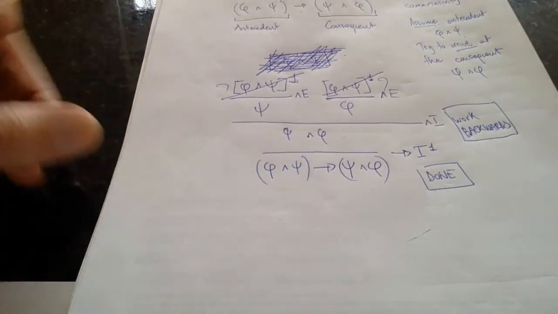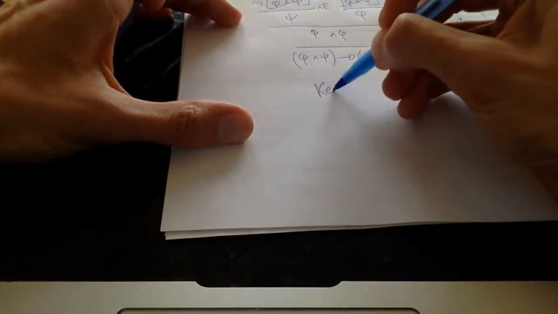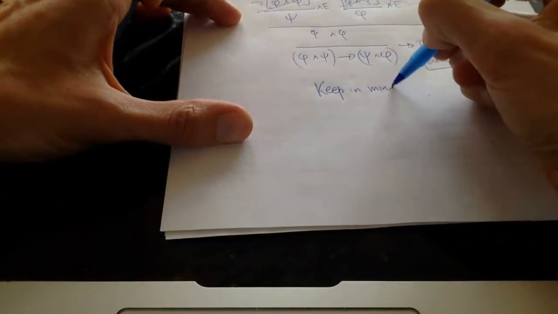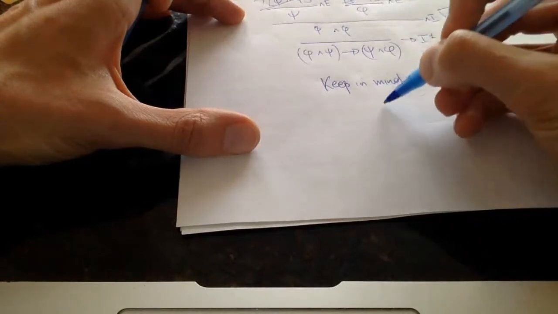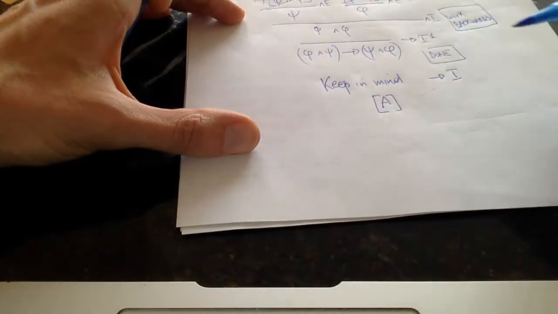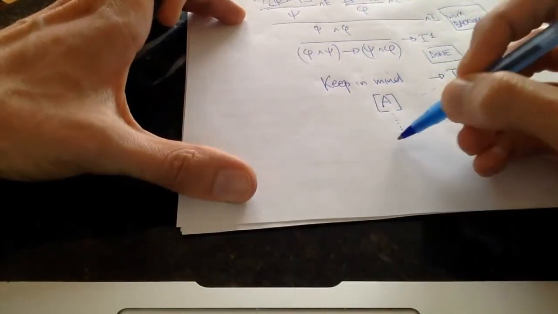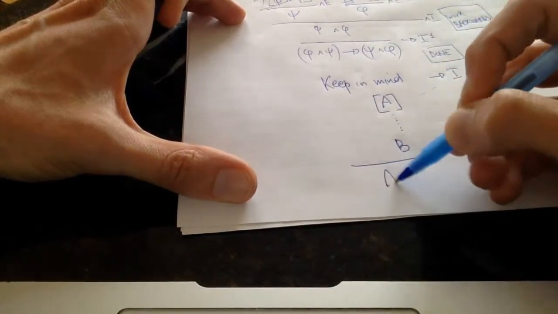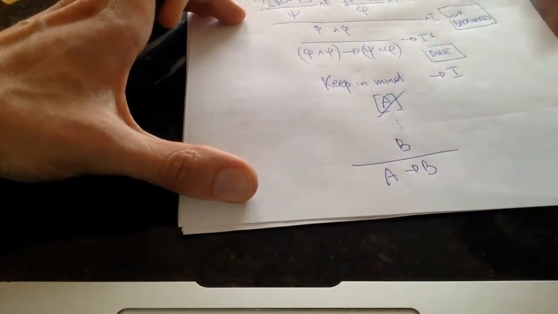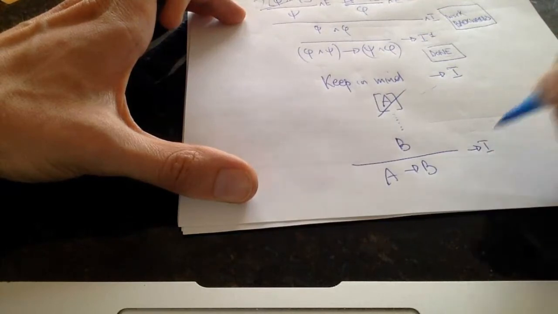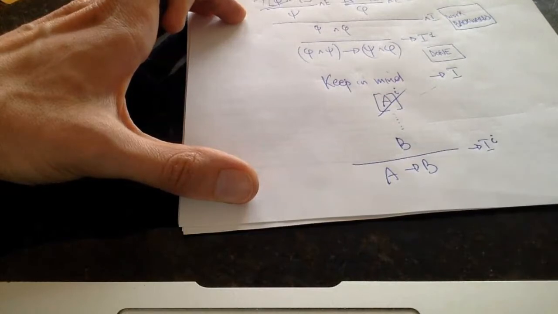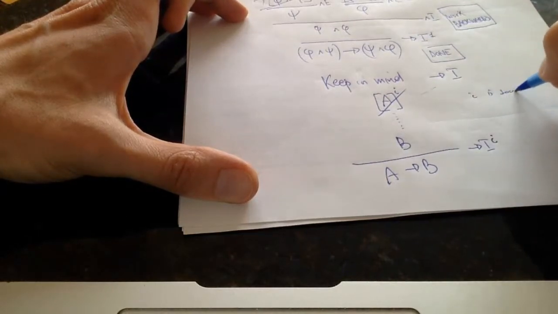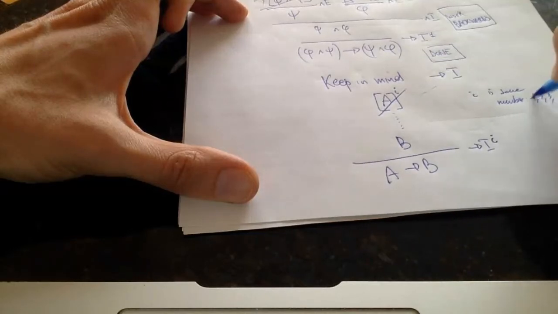Now, it's important to always keep in mind the rule of implication introduction. The rule has the following shape. You assume a formula A, and then you get to a formula B, and then you can write A implies B, and then you can cancel your assumption. And it's always important to index your assumption to some number. So I'm calling it i, some number. It can be 1, 2, 3, or whatever you want.